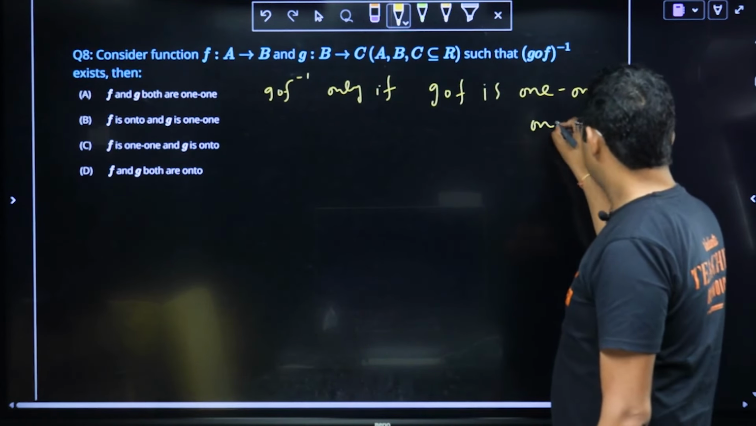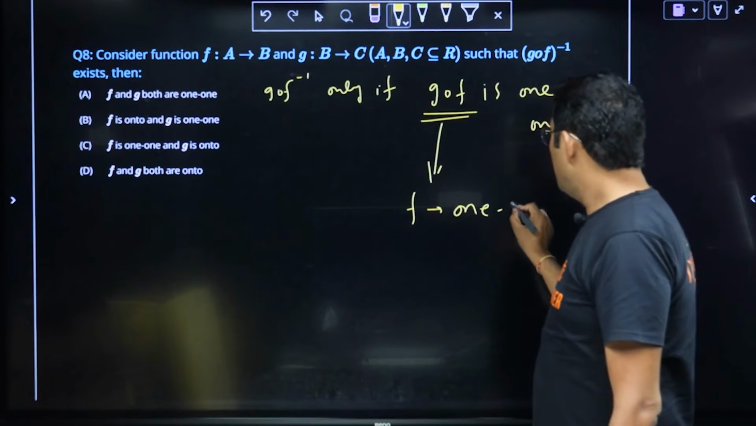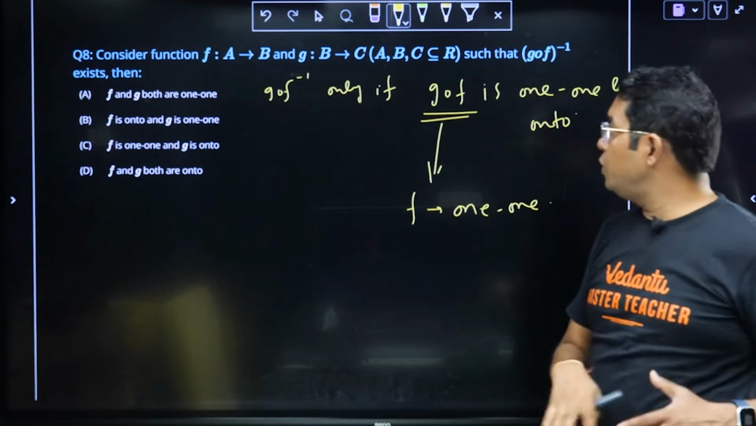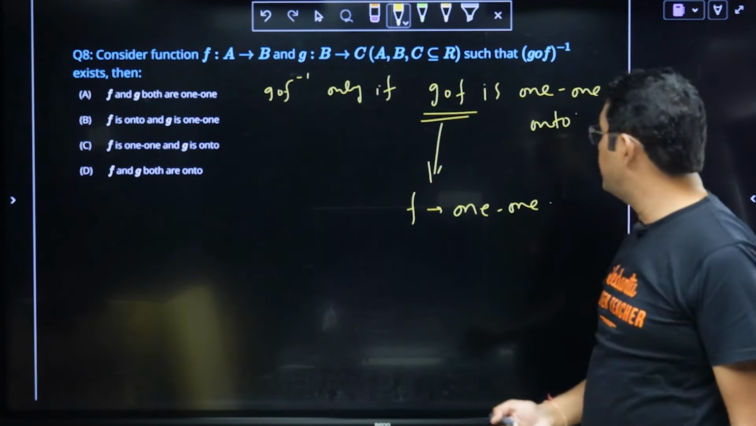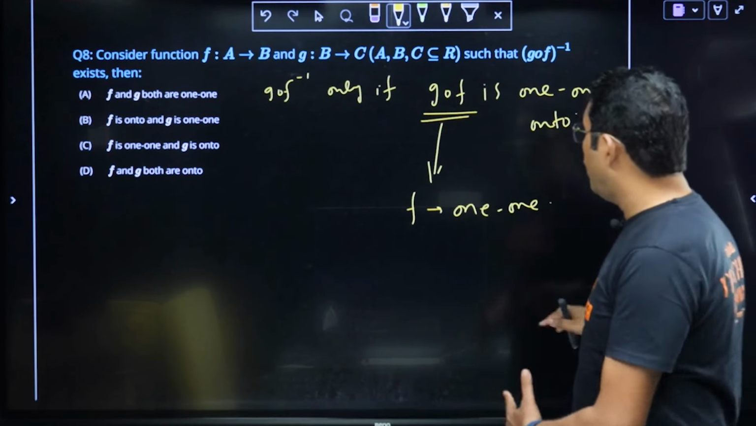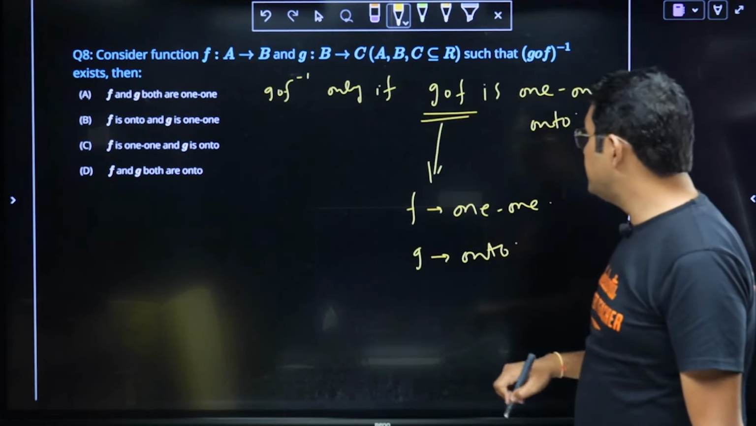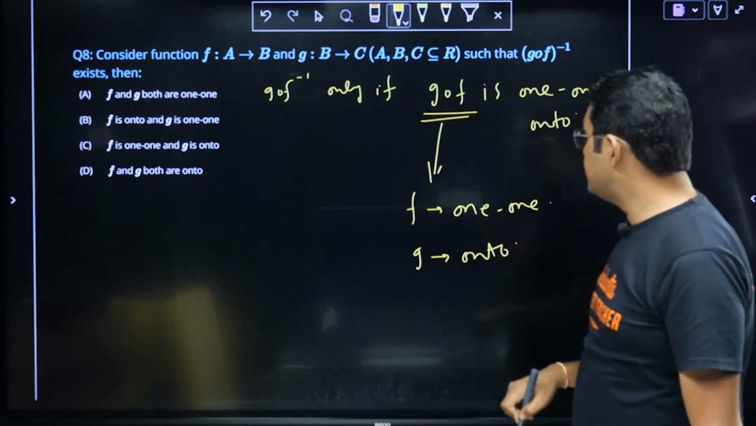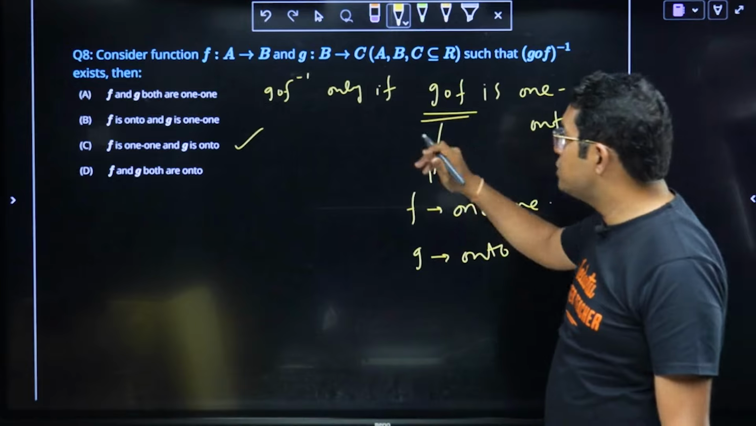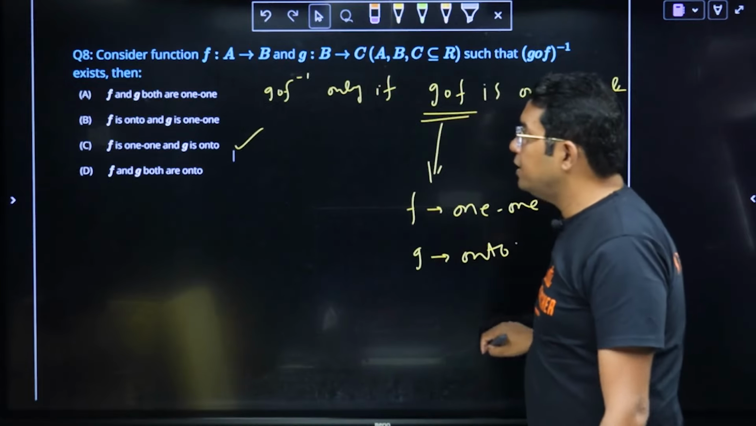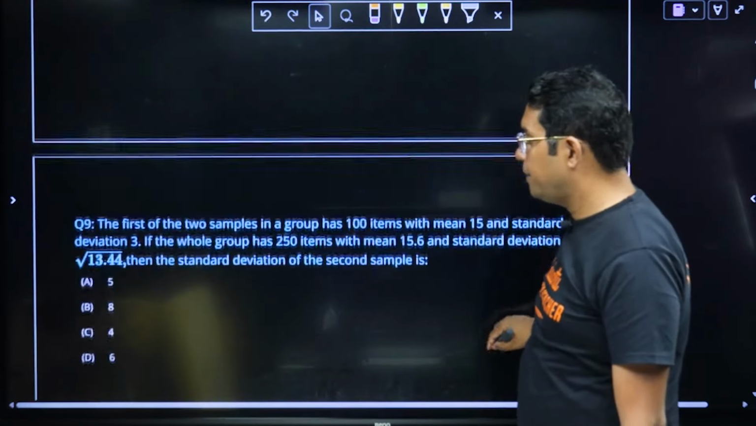Now if gof is 1-1 first, that means my f has to be 1-1. That's a property of composite functions, that if gof is 1-1, that means f has to be 1-1. Similarly, for gof to be onto, your g has to be onto. So from this, your answer has to be C for this question. In other options, f onto is not correct. Only C option is correct.